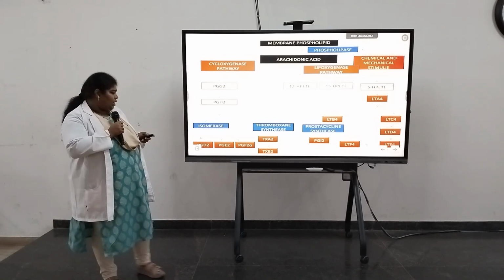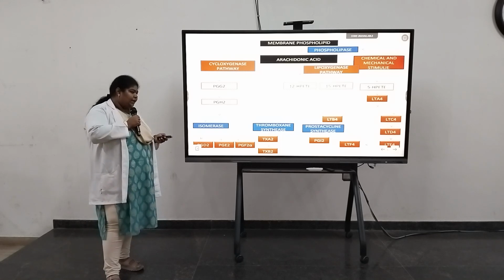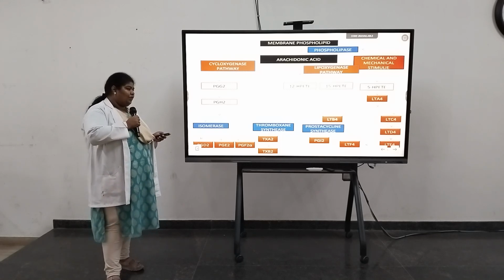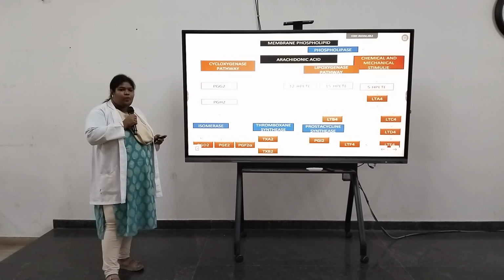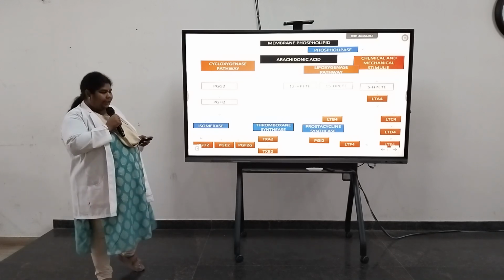There are various examples of prostaglandins like prostaglandin E2, D2, F2 alpha, and thromboxane A2. There are various physiological functions for each of these prostaglandins. We'll see in detail.